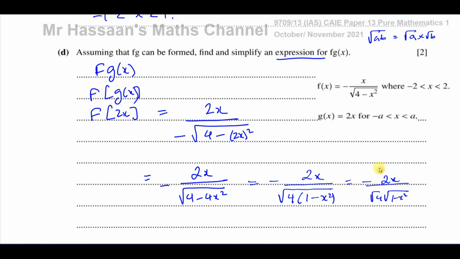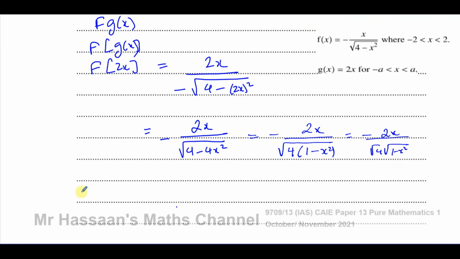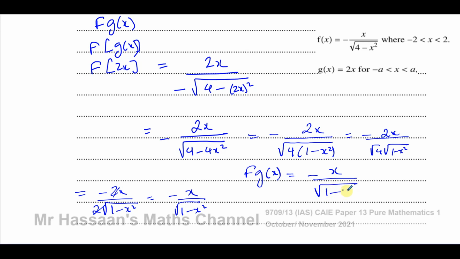And the square root of 4 is going to give us 2. So here we're going to end up with negative 2x over 2 times the square root of 1 minus x squared. These cancel out, so you're left with minus x over the square root of 1 minus x squared. So this would be our f of g of x, negative x over the square root of 1 minus x squared. So there we have our function.